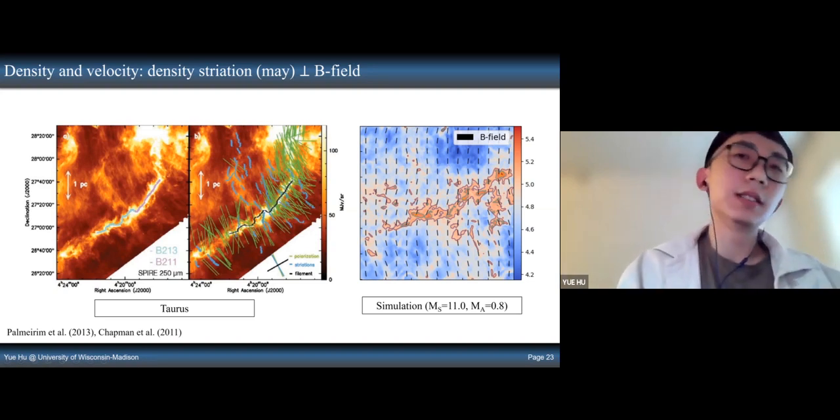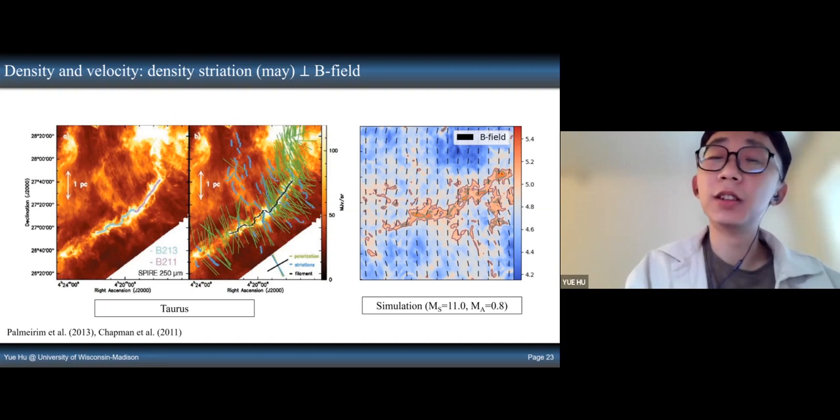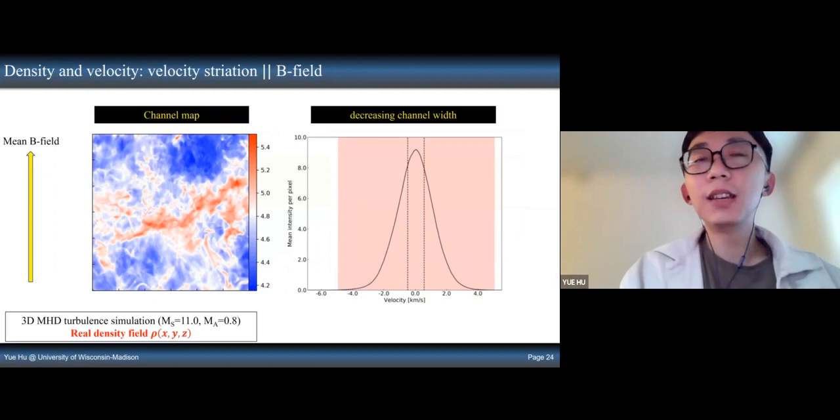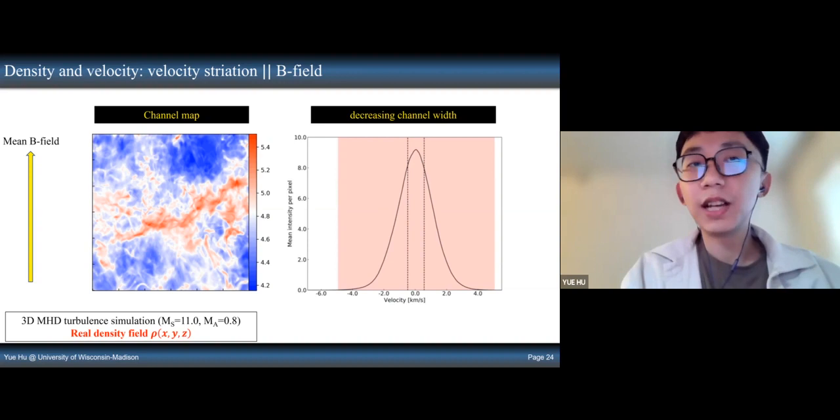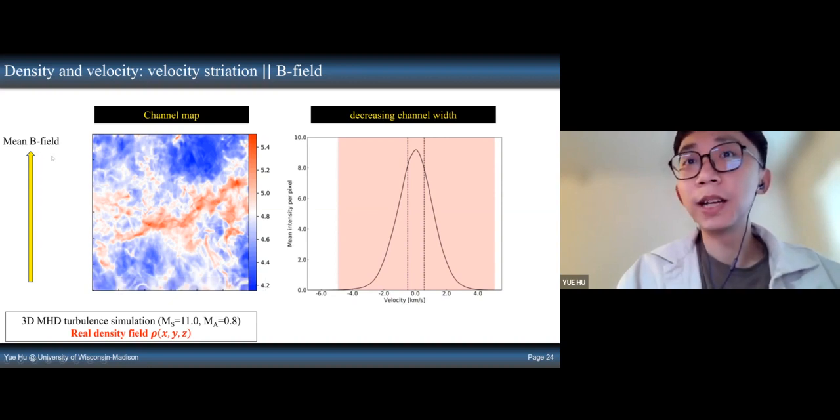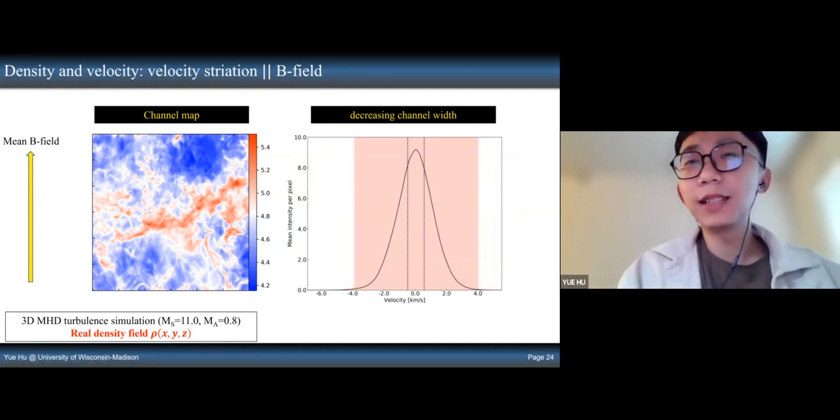So how can the density effect change our consideration of using thin channels to calculate the velocity gradient? Again, let's play the same numerical simulation, but at this stage I'm not using a constant density field, but a real density field. Therefore, you can see a density structure that's perpendicular to the mean magnetic field. And now let's decrease the channel width and see what will happen.